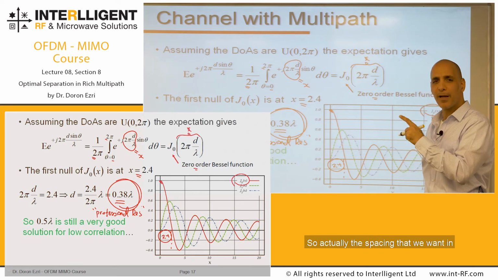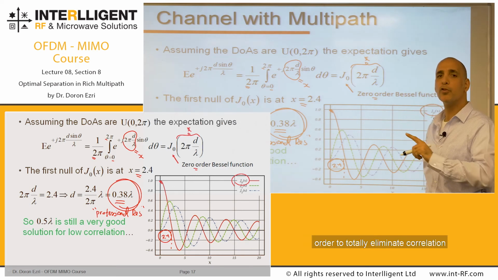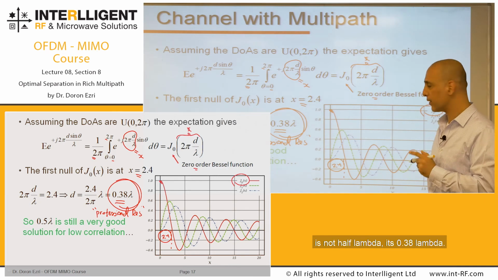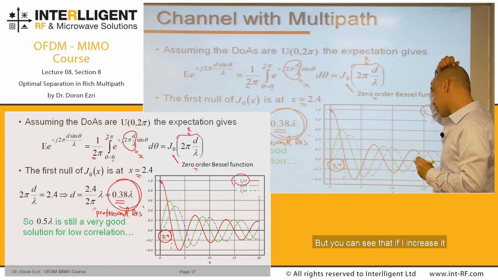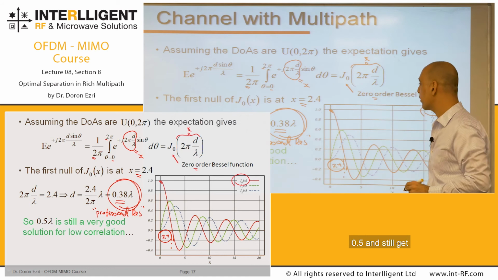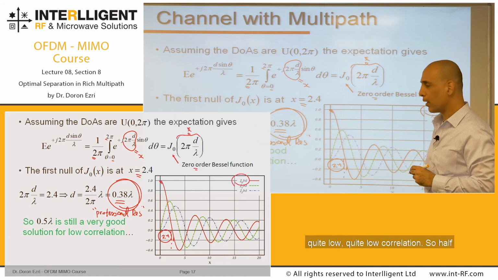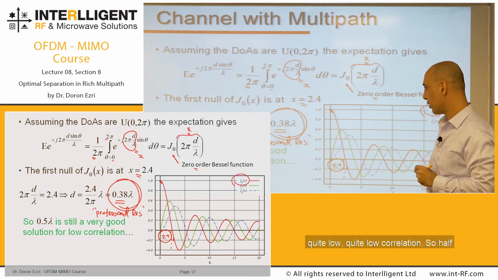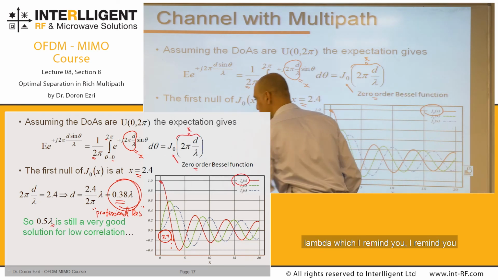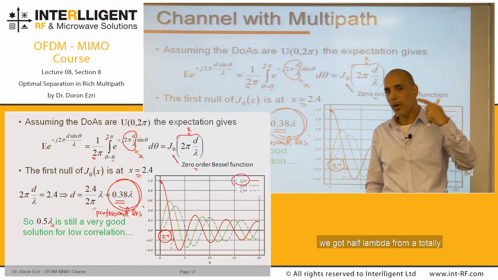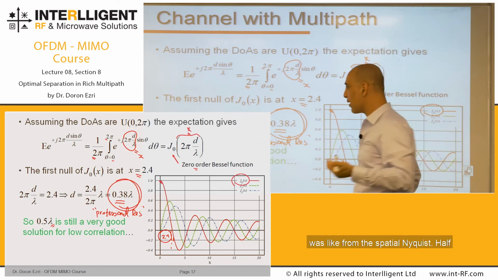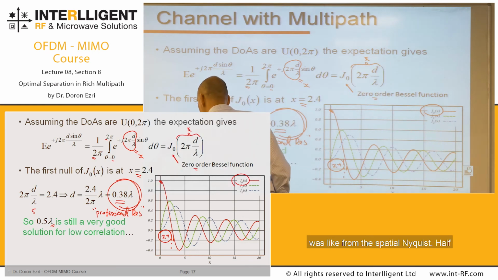So actually the spacing that we want in order to totally eliminate correlation is not half lambda, it's 0.38 lambda. But you can see that if I increase it just a little bit and move to around 0.5, I still get quite low correlation. And half lambda, I remind you, we got from a totally different consideration. Half lambda came from the spatial Nyquist.